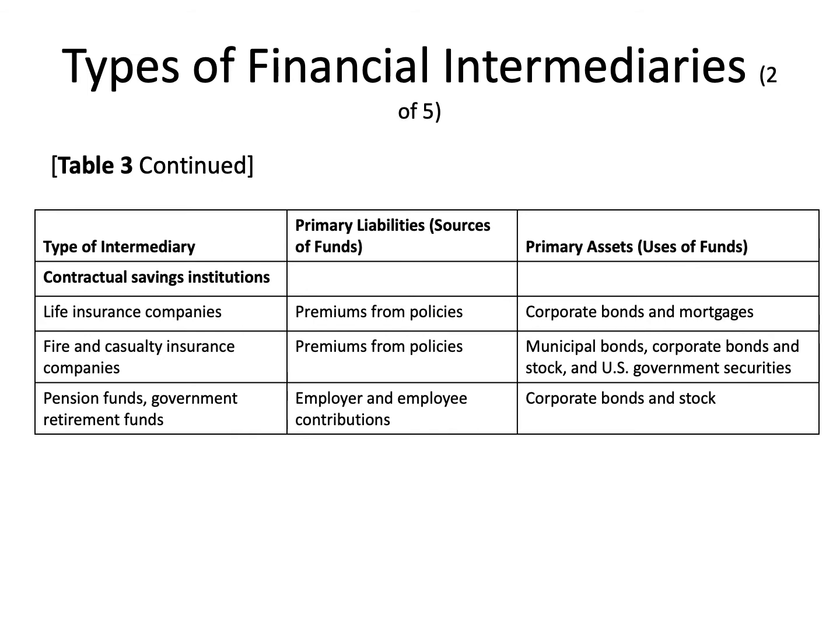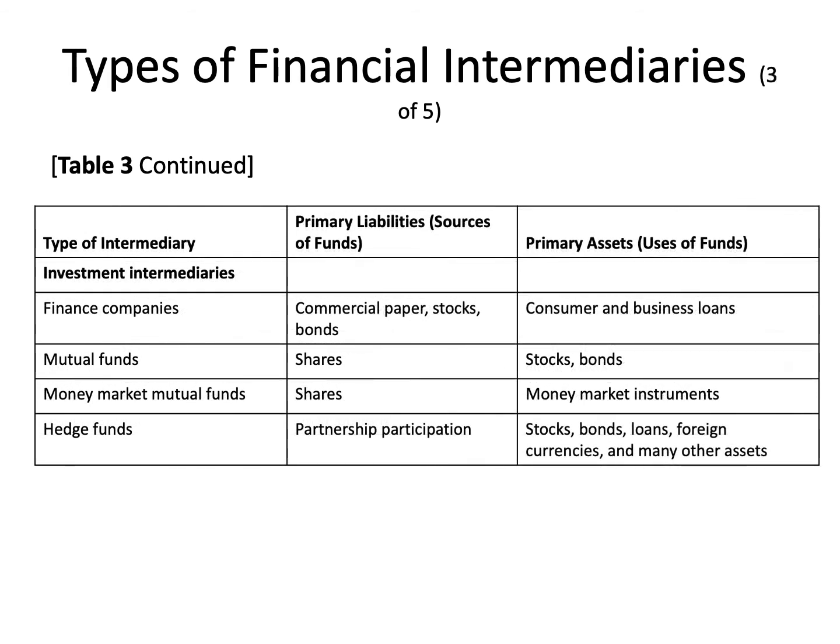Contractual savings institutions: life insurance companies, fire and other casualty insurance, pension funds, retirement funds, and so on. The primary liabilities, sources of funds, are premiums from the policies or contributions by employers or employees, and the primary assets an insurance company would tend to buy are corporate bonds and mortgages. And here's some more: finance companies, mutual funds, money market mutual funds, hedge funds, again showing primary liabilities and primary assets.